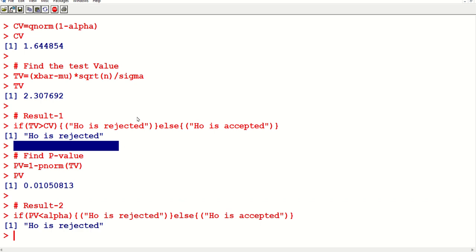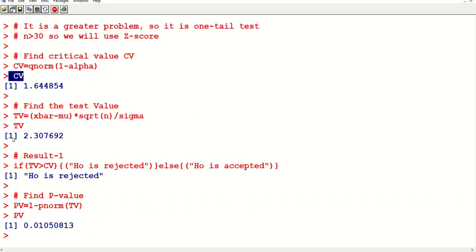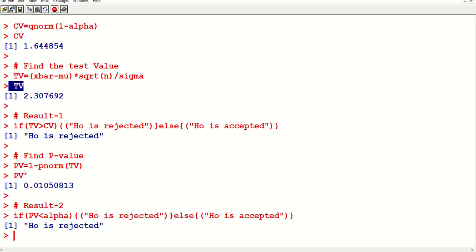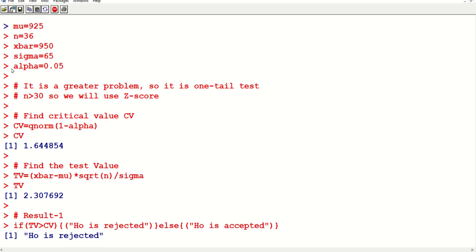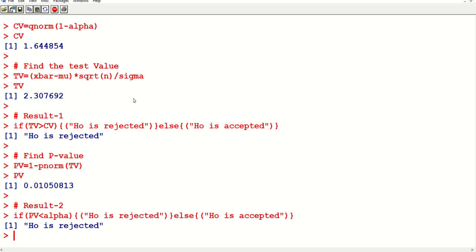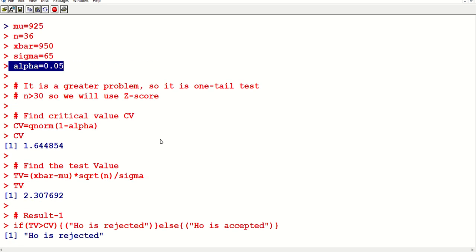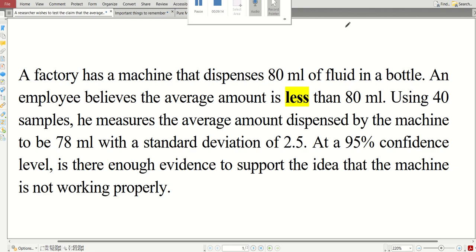These are the two methods. The first method is compare critical value and test value. The second method is compare the p value with the alpha value. So these things will give you what the hypothesis is. In this case, hypothesis is rejected. Okay. So this is how we solve problem related to the greater one. Okay. Now, the second problem that we are going to study.